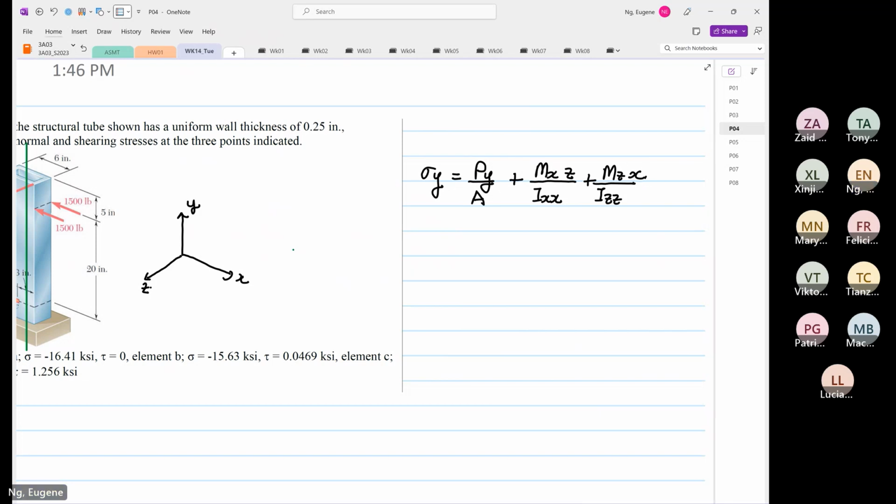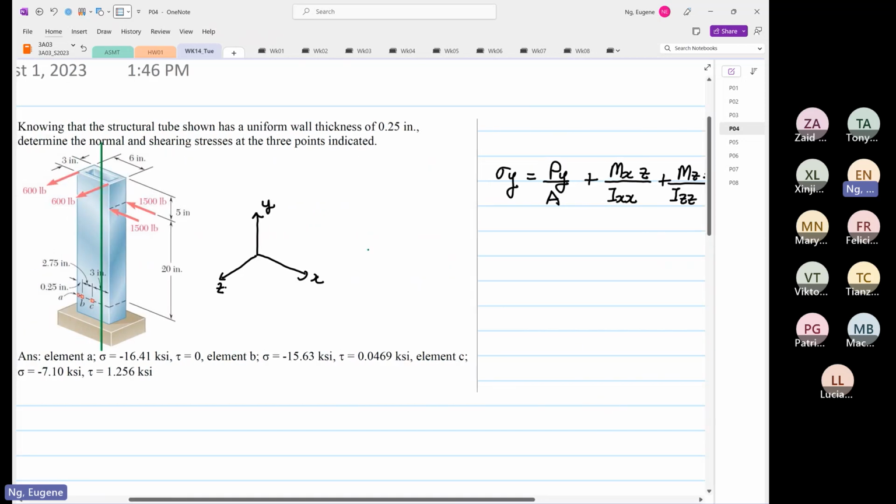Now I wrote it as plus for now. Later on, when we do the bending moment vectors, you can change plus or minus, or when we look at specific points, we know whether it is plus or minus. So that is the general formula. And then for this case, we know we have shear. All right, we know we have shear.